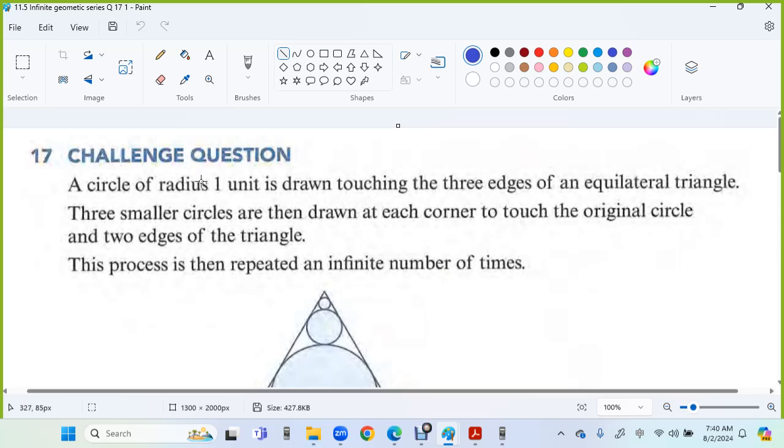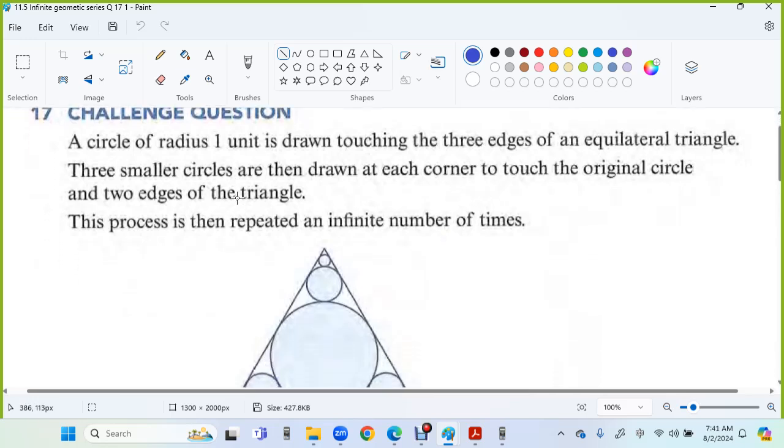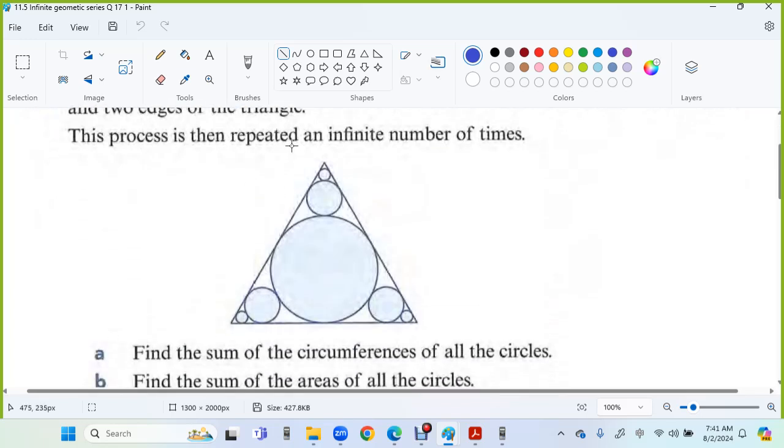A circle with a radius of 1 unit is drawn to touch the three edges of an equilateral triangle. Three smaller circles are then drawn at each corner to touch the original circle and two edges of the triangle. This process is then repeated an infinite number of times. So we want to find the sum of the circumference of all the circles.